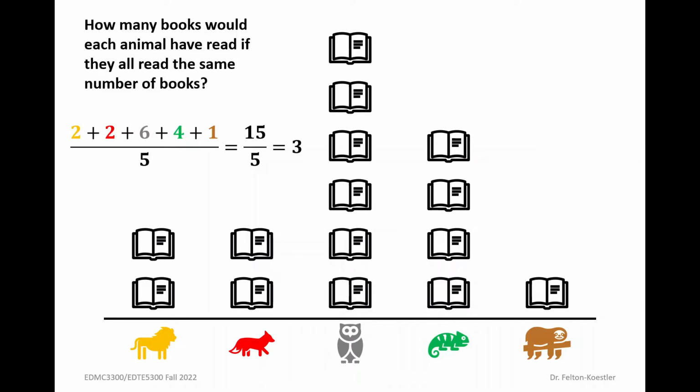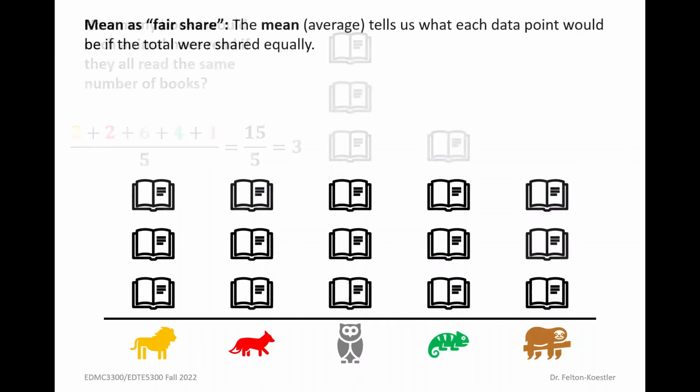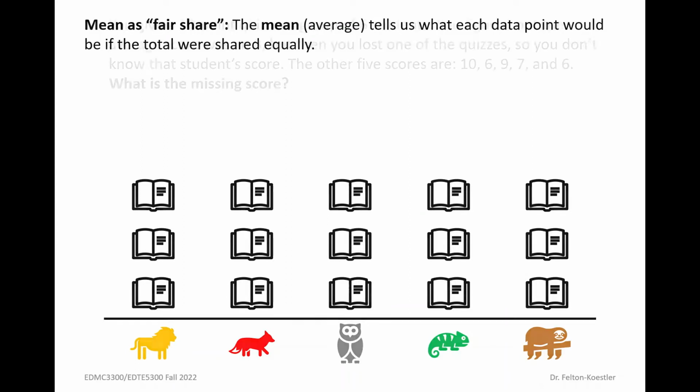And this equation should look really familiar to you. It should remind you of the equation you learned for calculating the mean or average in school. And this explains where that equation comes from and what it tells us. So this is one of the most powerful definitions of mean. When you think of mean or average, this is what I want it to evoke for you: the mean is a fair share. It tells us what each data point would be if the total had been shared equally among all the data points. And that's a really powerful way of thinking about mean, and it can help us solve problems.